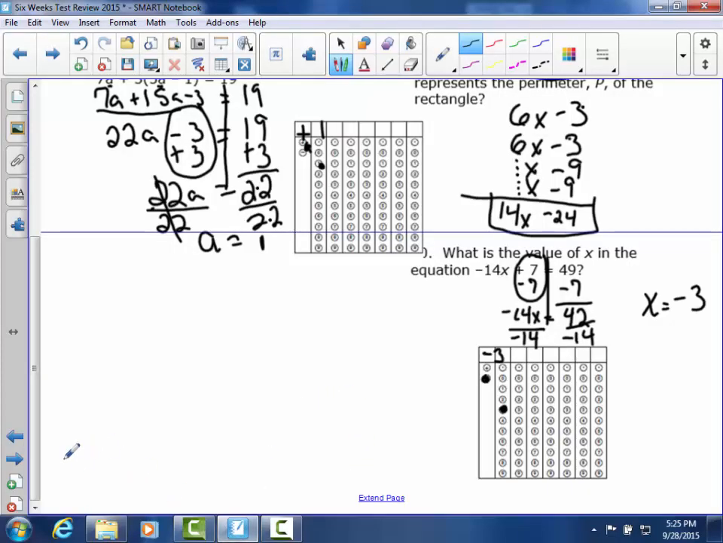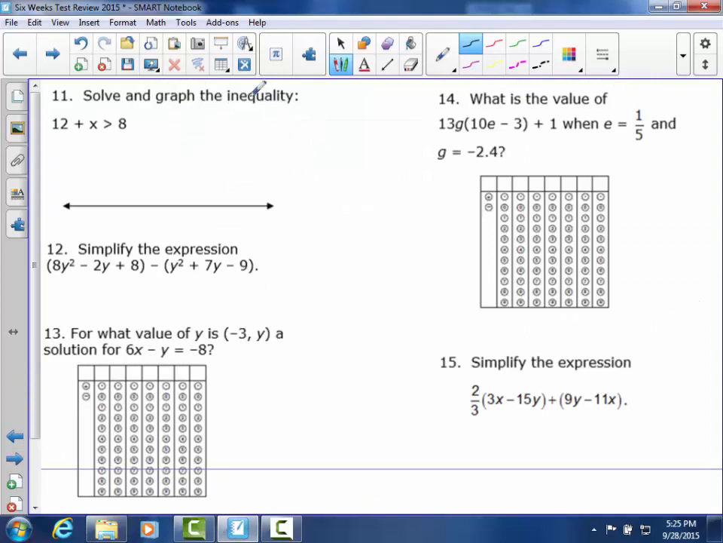Alrighty then, let's move on. We've got 5 left. Solve and graph the inequality. So this is what we've been doing the last few days of class. We have 2 sides to the inequality, just like we have 2 sides to the equation. We want x to be by itself, that's the solve part.